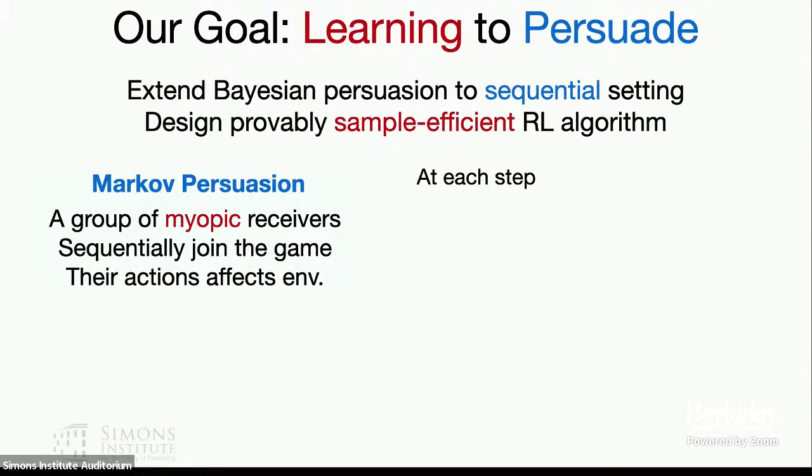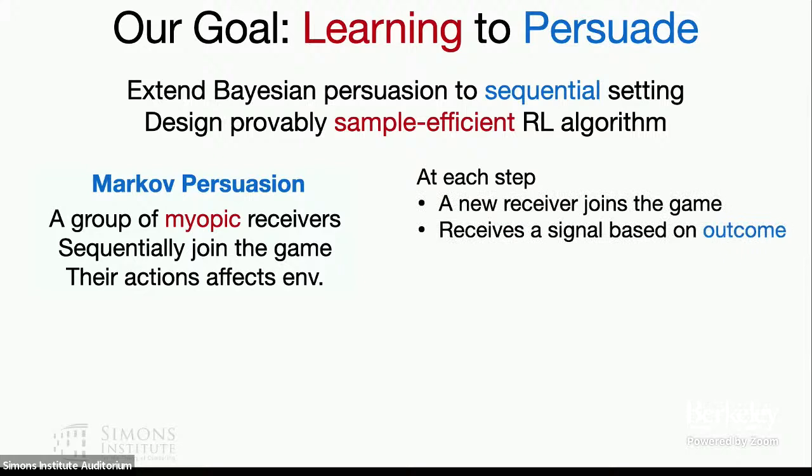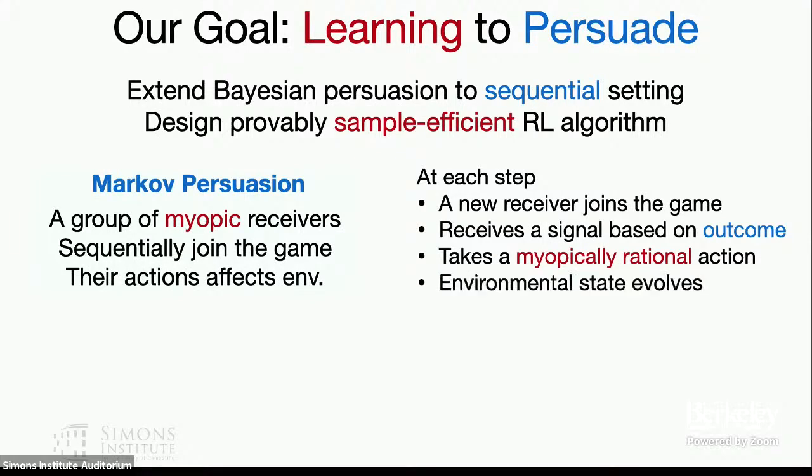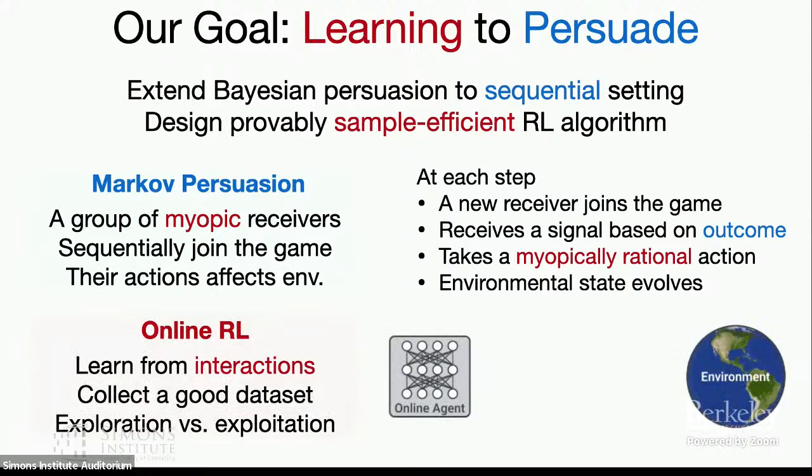And the model we consider is called the Markov Persuasion Process, which involves a sender and a group of myopic receivers. Those receivers join the game sequentially. So at each time, a new receiver joins the game and plays a Bayesian persuasion problem with the sender. Specifically, the sender observes the outcome and sends a signal to the receiver. This receiver receives this signal and takes a myopically rational action. Then after taking that action, the receiver gets the immediate reward and leaves the system. And then upon taking that action, the system evolves into a new state according to a Markov transition kernel. And the goal of the sender is to design a signaling policy which maximizes the cumulative return obtained by the sender.